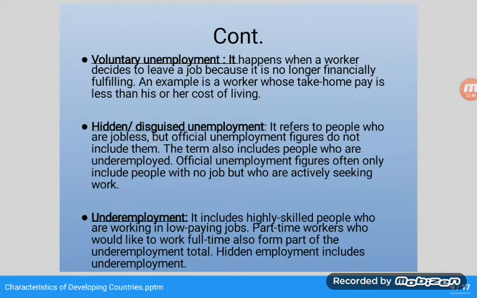Now come to this one, hidden or disguised unemployment. It refers to people who are jobless but official unemployment figures do not include them. The term also includes people who are underemployed. Official unemployment figures often only include people with no job but who are actively seeking work.